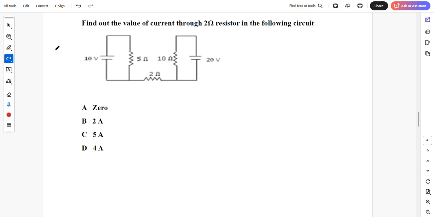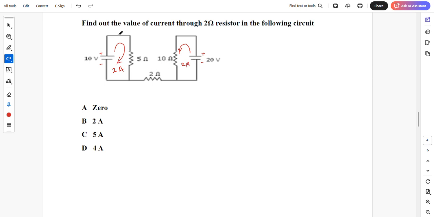What about this one? Find the value of current through the 2 ohm resistor. Where is the 2 ohm? It is here. You have to calculate the value of current. What current will be flowing here? I is equal to V by R. How many amperes? 2 amperes of current will be flowing in this loop. This is plus and this is minus. And again, how many amperes will flow here? I is equal to V by R, 20 by 10, is 2 amperes.